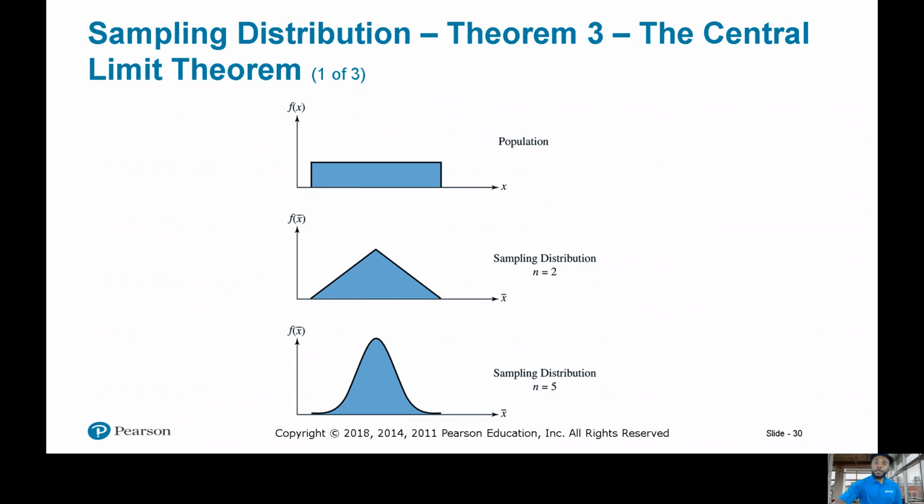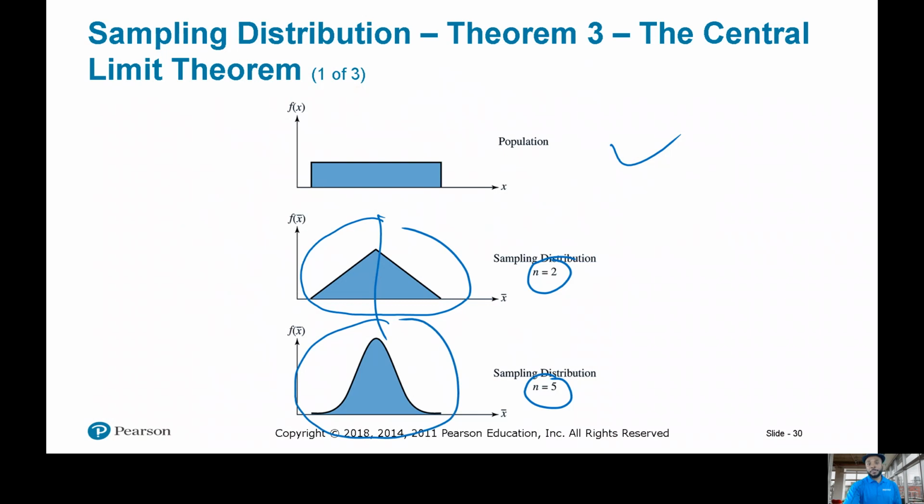Here, this is the population distribution that looks very uniform. When the sample size n is equal to 2, we have a distribution that looks like a triangle, kind of symmetrical. But as n increases to 5, we have a distribution that looks like a bell-shaped curve. So this is the sampling distribution.